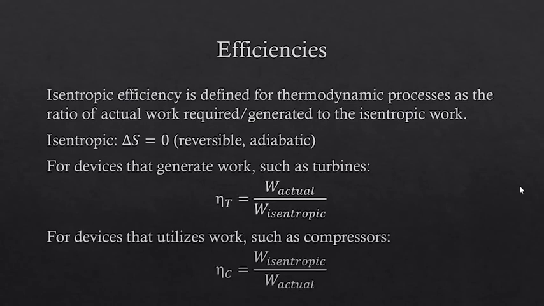Finally, we have the isentropic efficiency. This concept is very similar to the thermodynamic efficiency. It is defined for the thermodynamic processes as the ratio of the actual work required or generated to the isentropic work. At first glance, this looks similar to the thermodynamic efficiency. We just replaced the ideal work with isentropic work. The key difference here lies between reversible and isentropic. Isentropic processes are both reversible and adiabatic, therefore ensuring that the entropy remains constant. We will go back to this concept when we discuss flow devices.